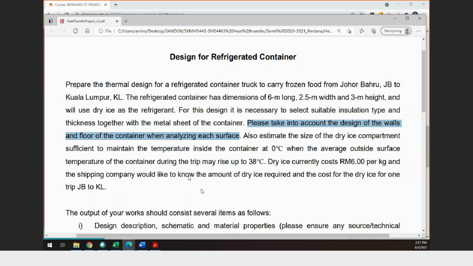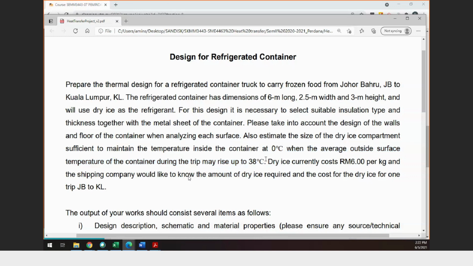Once you calculate the heat transfer, you need to estimate the size of the compartment for the dry ice, in order to maintain the temperature inside the container at 0 degrees Celsius, when the average outside surface temperature of the container during the trip may rise up to 38 degrees Celsius. This is a common temperature in the Malaysian environment. When you are driving on the highway during the daytime, the temperature can rise up to 38 degrees Celsius.